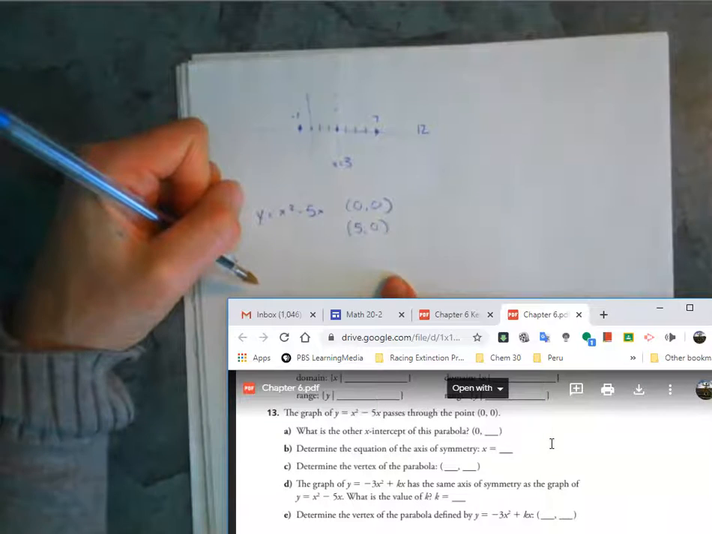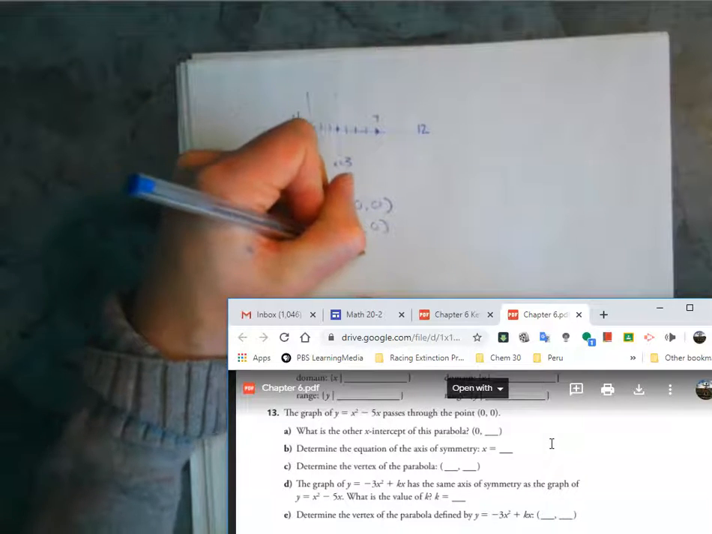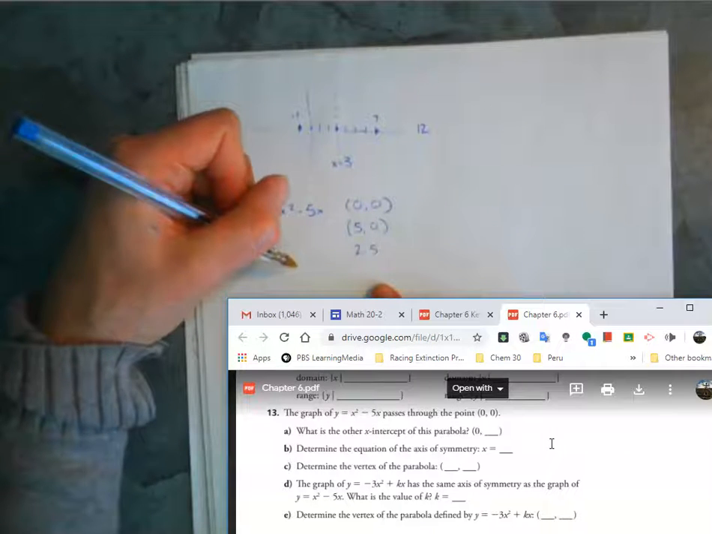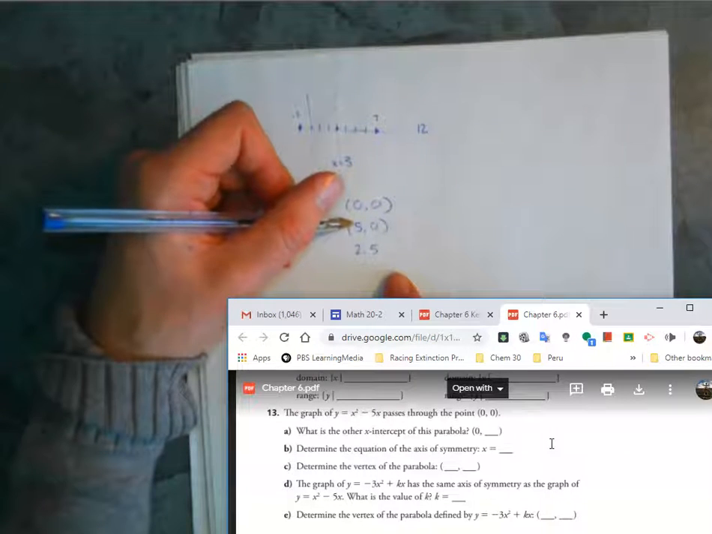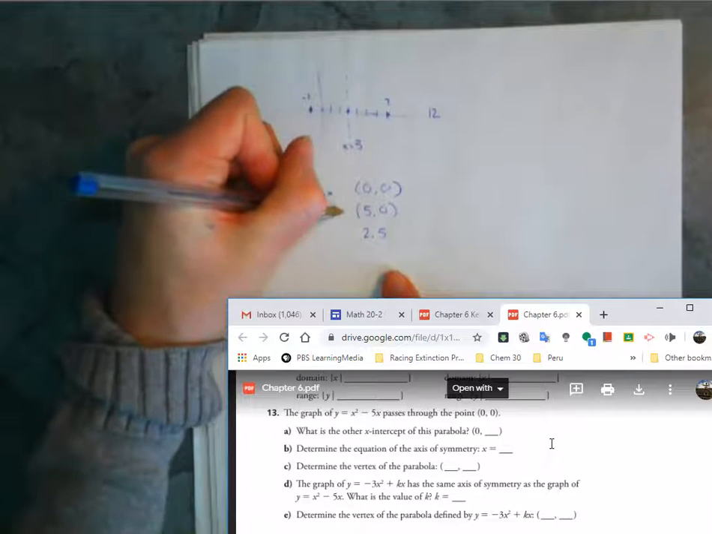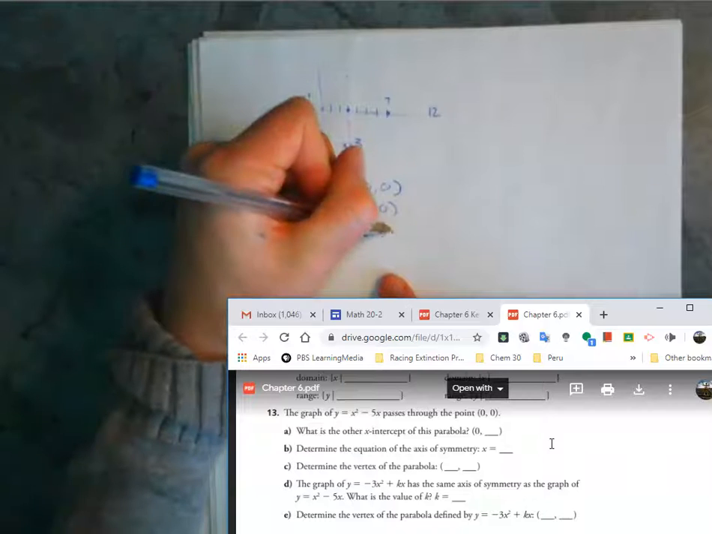And what else do you have? The axis of symmetry you solve for, so that was 2.5. And I'm assuming because you didn't ask about any of those that you got those fine. I'm not going to worry about the vertex because that doesn't really help us out for our part D, but these two parts do. So this is our other x-intercept, and this is our axis of symmetry, so 2.5 equals x.